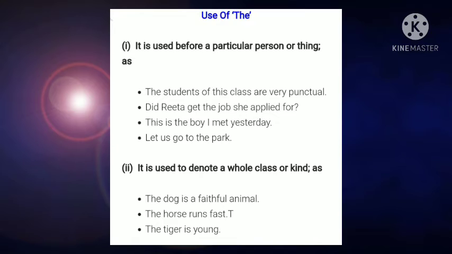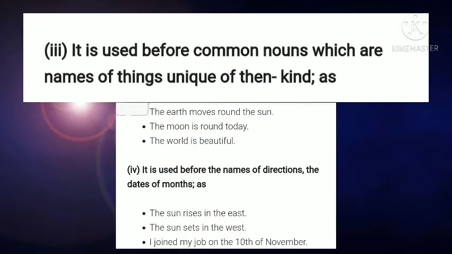The third condition is that it is used before common nouns which are names of things unique of their kind. For example, the earth moves round the sun. The world is beautiful. These are general common nouns, so we have to use the article the.